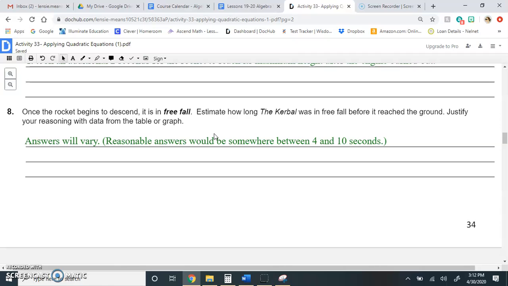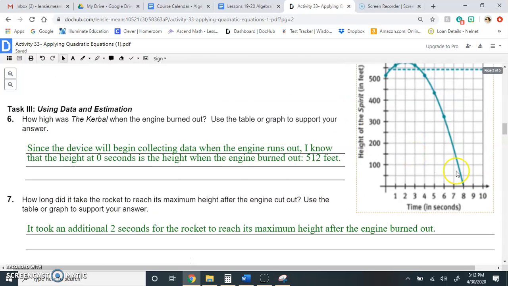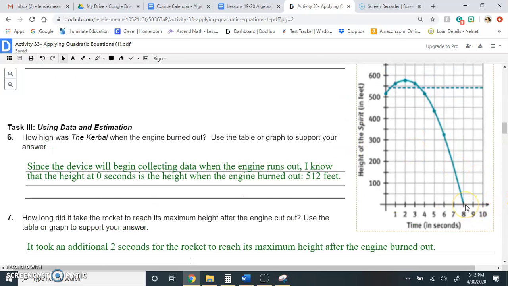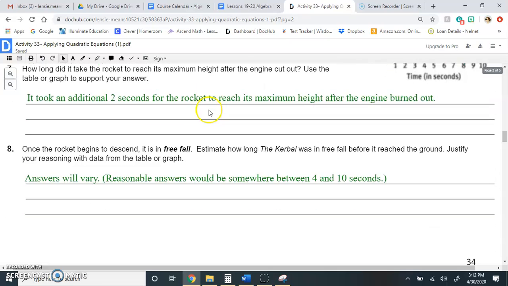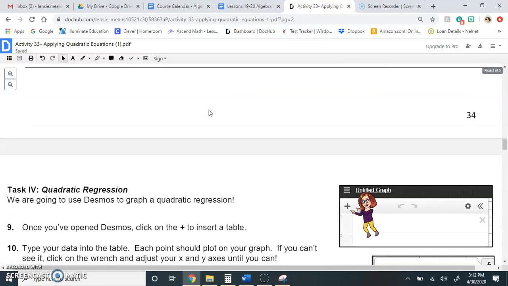And once the rocket begins to descend, it is in free fall. Estimate how long it was in free fall before it reached the ground. So of course down here would be when it reached the ground, and it was in free fall from about here to here. So depending on how you interpret the graph, it could be anywhere from 4 to 10 seconds reasonably.